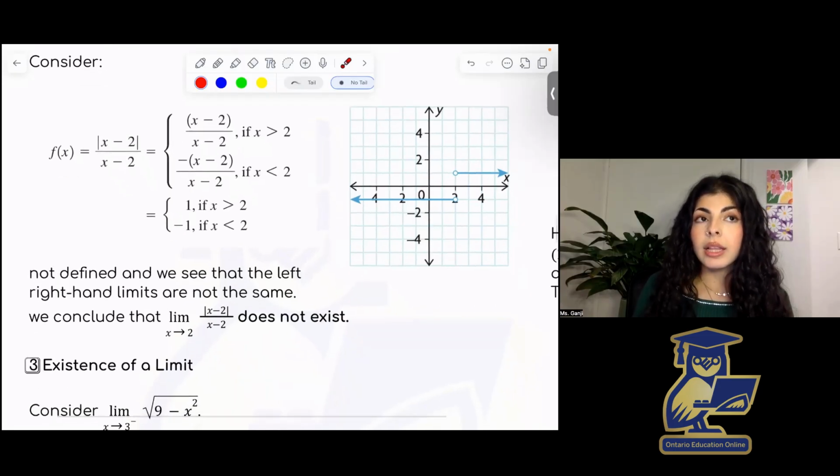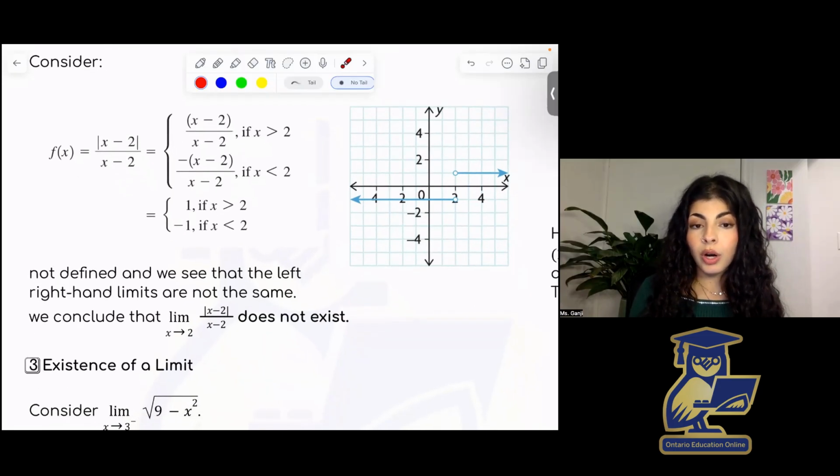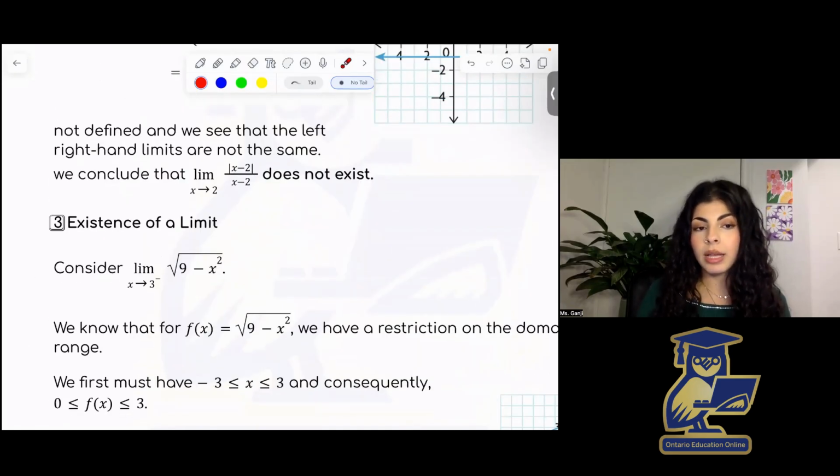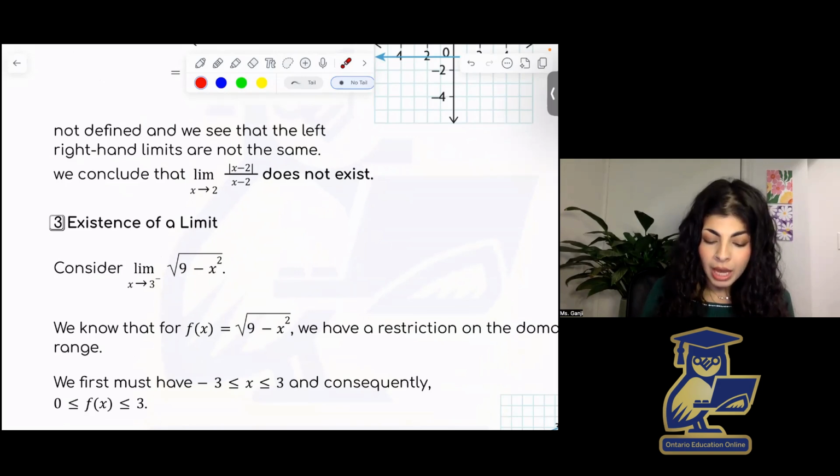So the left-hand side and right-hand side limits do exist, and we can evaluate them, but they're just not the same. So again, by our definition of limit, our overall limit does not exist. And finally, let's look at one last example, and we're again talking about existence of a limit itself.